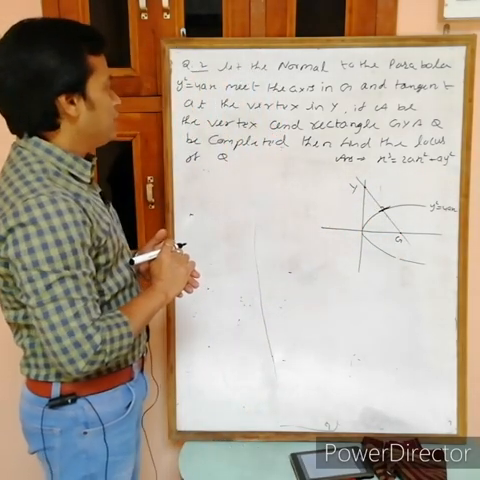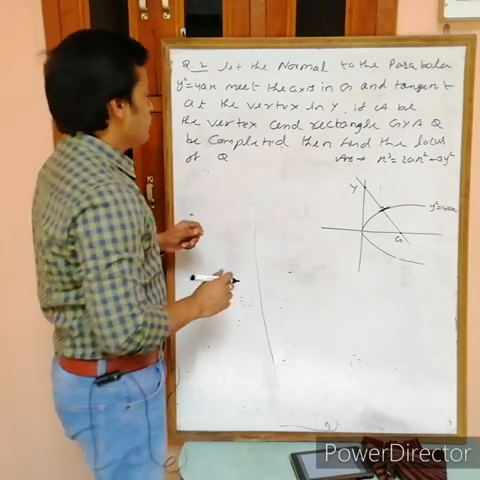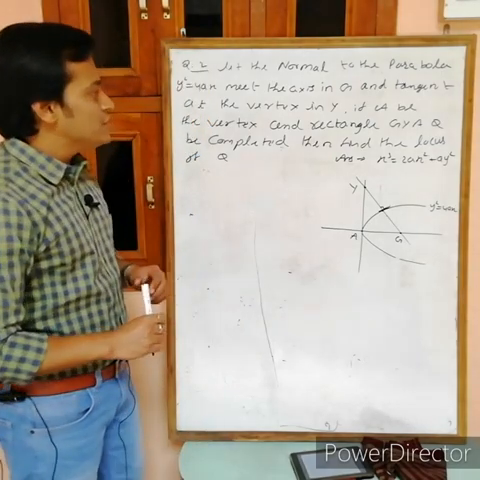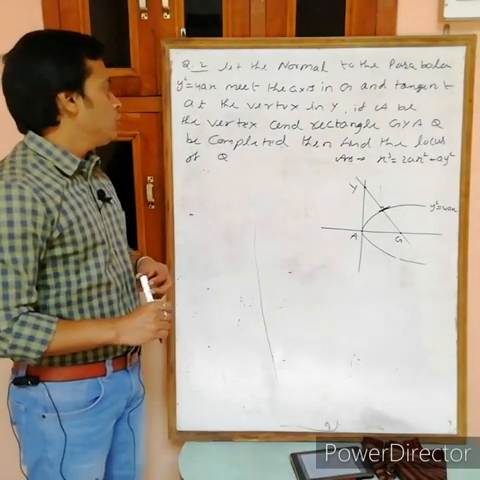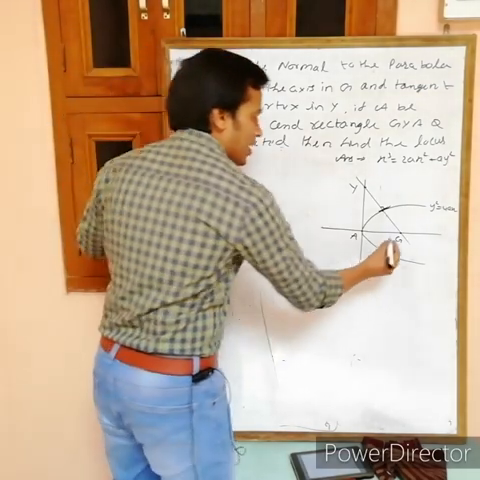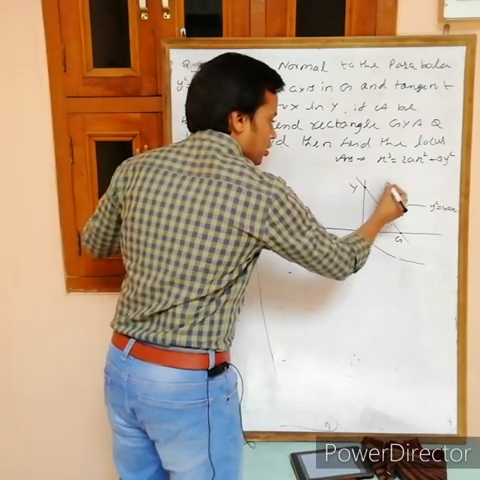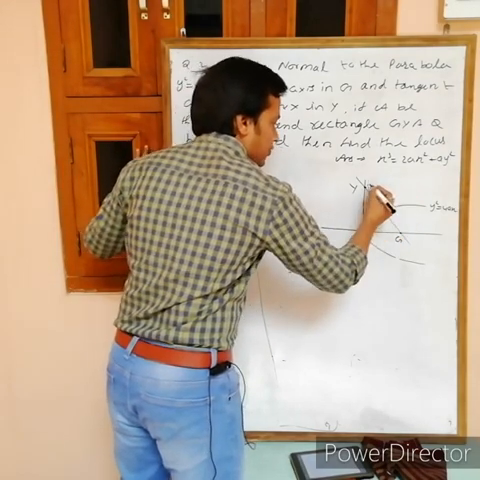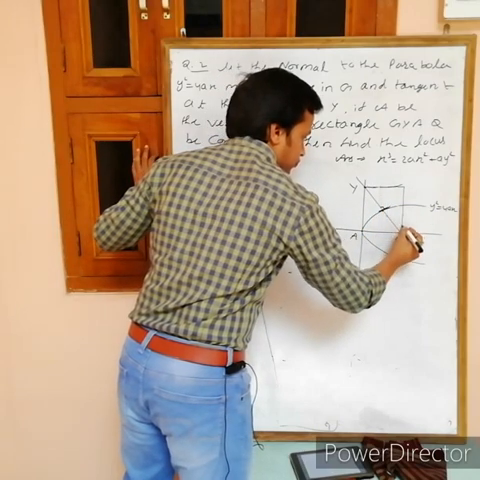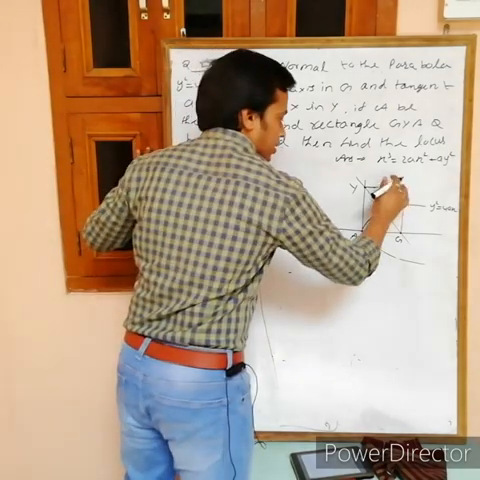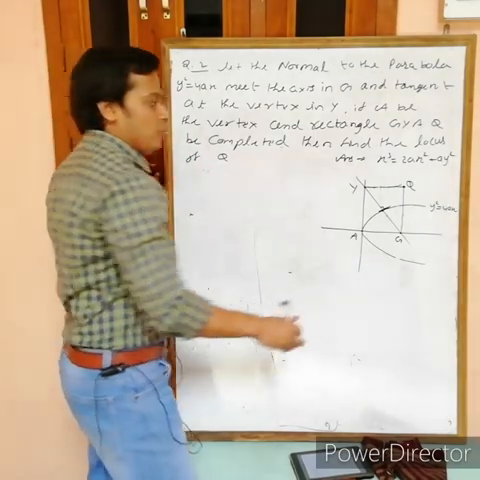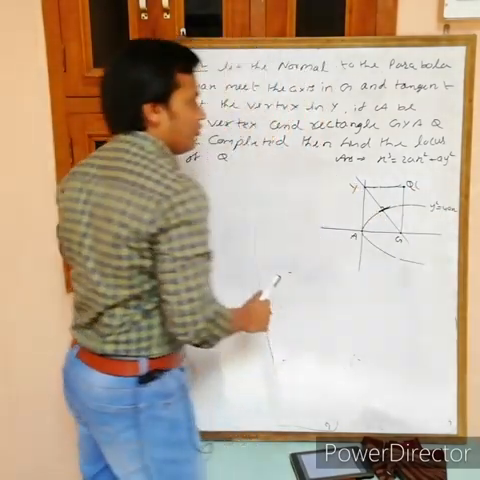After that, A be the vertex, so this vertex is A. Now rectangle GAYQ be completed, then find the locus of Q. So rectangle GAYQ is this one, and here you will get a point Q. This is the rectangle. Now we want the locus of Q.